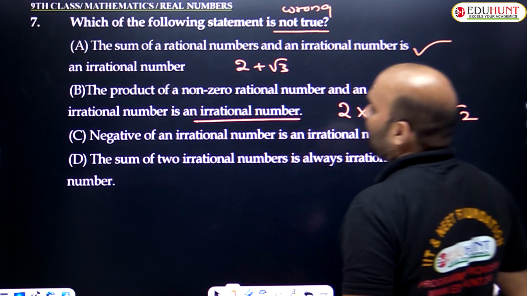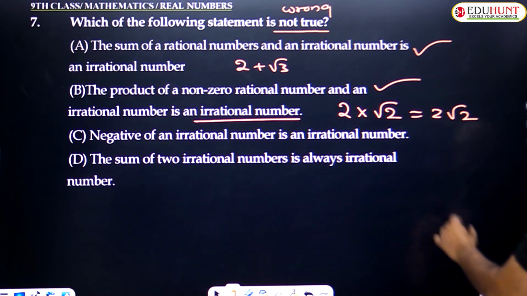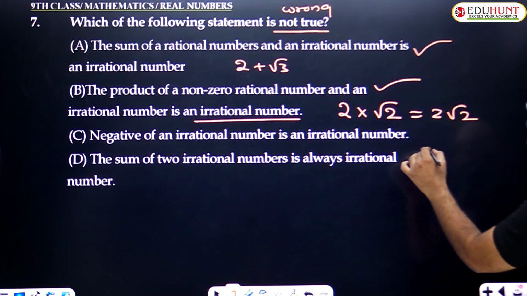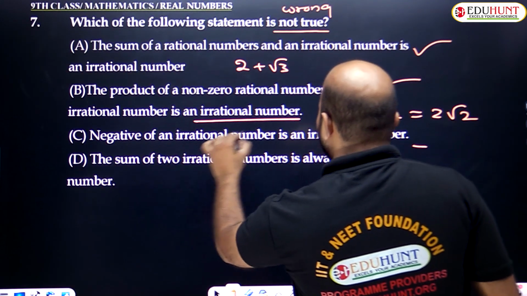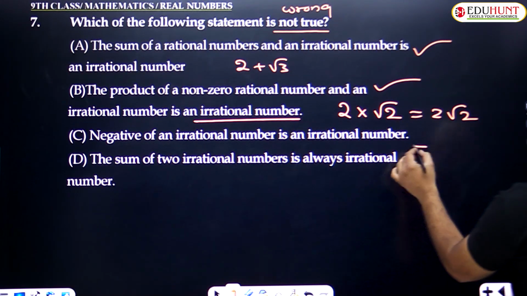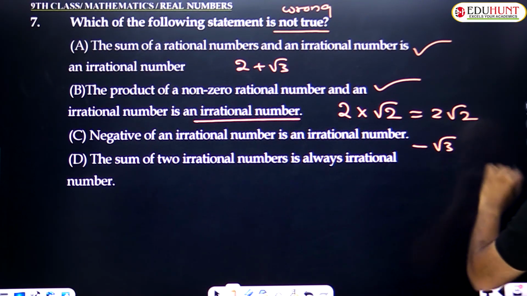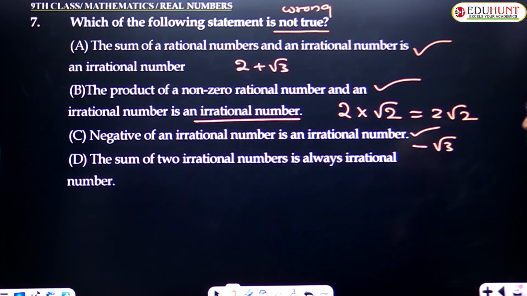So option C, negative of an irrational number is an irrational number. Negative of an irrational number is nothing but minus, and it is an irrational number. So negative of an irrational number is always irrational. Yes, absolutely. So if I take minus root 3 or minus root 6, it is an irrational number. Root 3 and minus root 3 are both irrational numbers. That is also right. So D, the sum of two irrational numbers is always an irrational number.